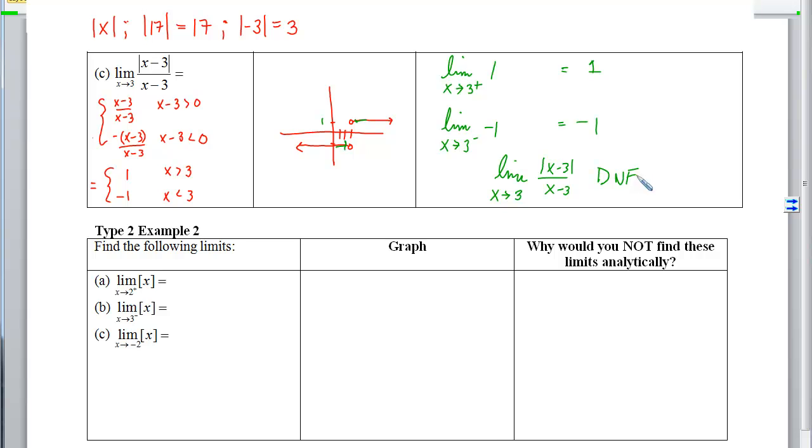If we look here at type 2 example 2, it's another piecewise function in disguise, and with this particular one, if we remember that greatest integer function, it has an infinite number of pieces. So writing it with the curly braces is going to be really time consuming because we'll never finish. So instead, what we're going to do is look at the graph.